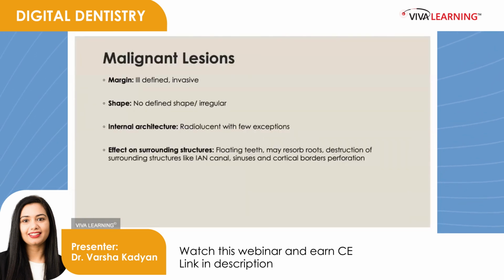Malignant lesions have very ill-defined margins. They do not have a defined shape, in contrast to the benign lesions, and are mostly radiolucent. They also have an effect on surrounding structures and can lead to floating teeth, as they tend to resorb the roots, and they cause the destruction of the surrounding structures, such as inferior alveolar nerve canals, sinuses, or cortical borders, and cause bone destruction and perforations.